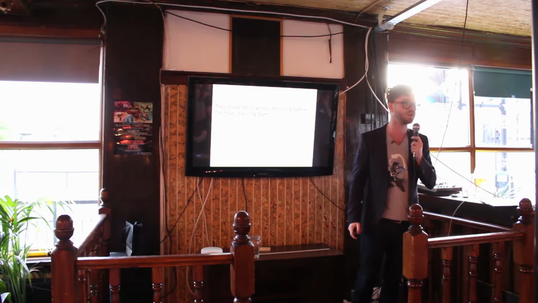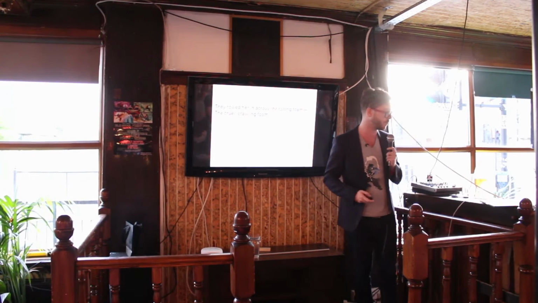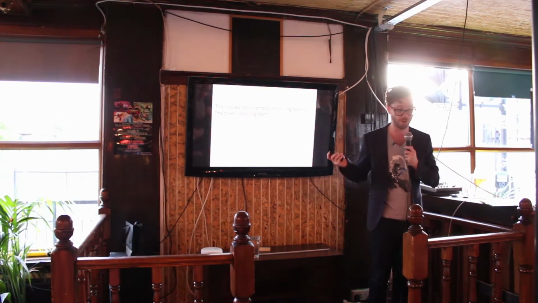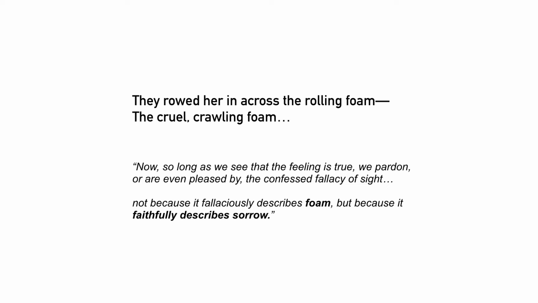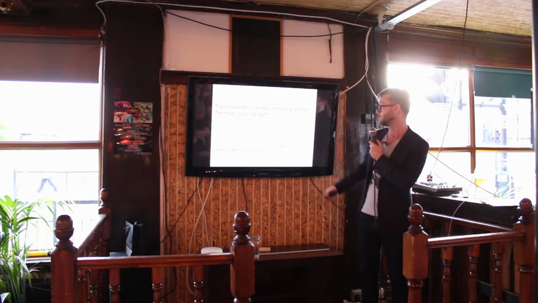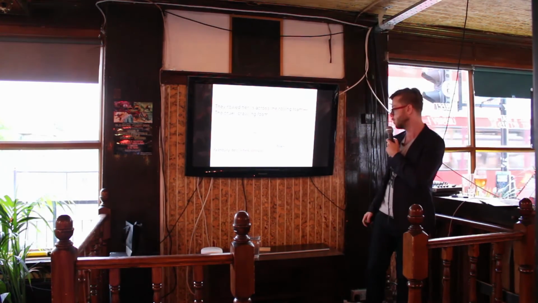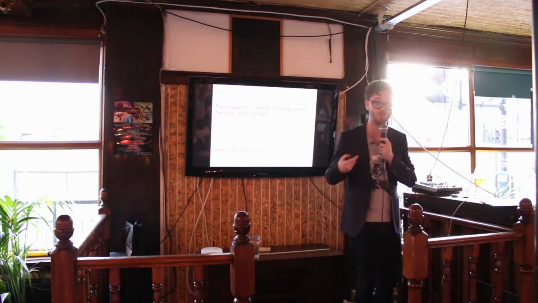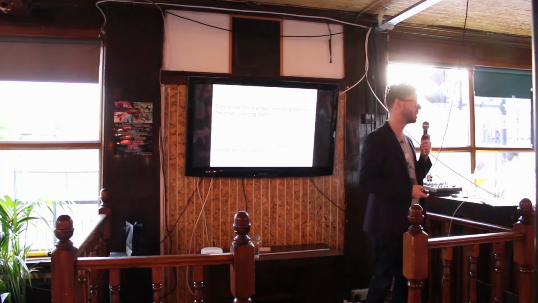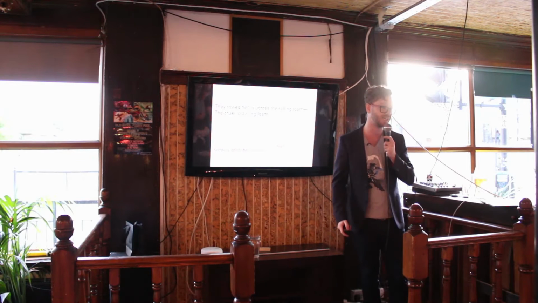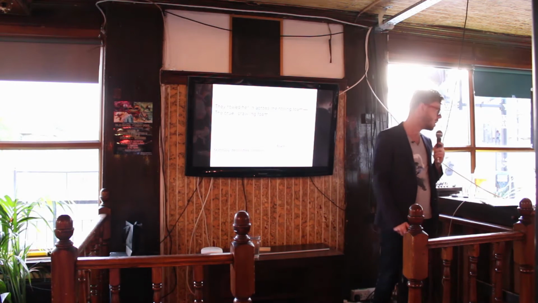Foam neither crawls nor is cruel, says Ruskin. However, it reflects a mind unhinged by grief in the context of the poem, and therefore it's kind of justifiable. We see that the feeling is true, and so we pardon the inaccuracy. We're even pleased by the fallacy, not because it fallaciously describes foam, but because it faithfully describes sorrow. It's a good way of describing how someone's mind might be working, which is to assign apparently paranoiacally human motives to things which actually don't have any humanity to them at all, like the sea.